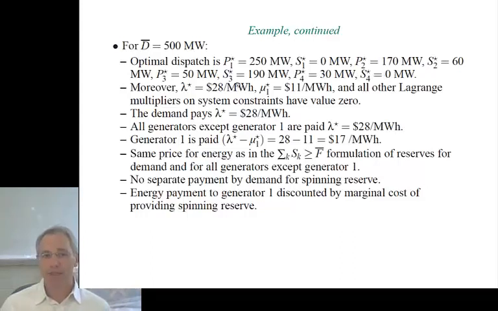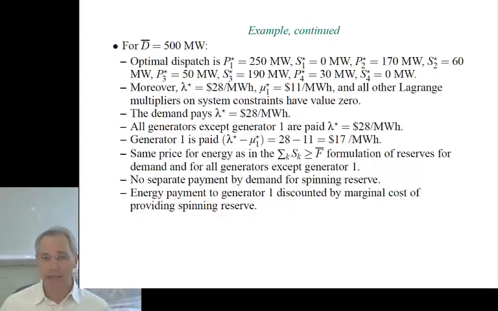It just turns out that lambda star in this case is the same as our previous formulation, although that may not be true in general. That is not true in general. And it turns out that mu1 star, the Lagrange multiplier on our first of 5 system inequality constraints, is $11 a megawatt hour, which is also the same as in the previous formulation. But all the other Lagrange multipliers on the 4 other system constraints have value 0 by complementary slackness.